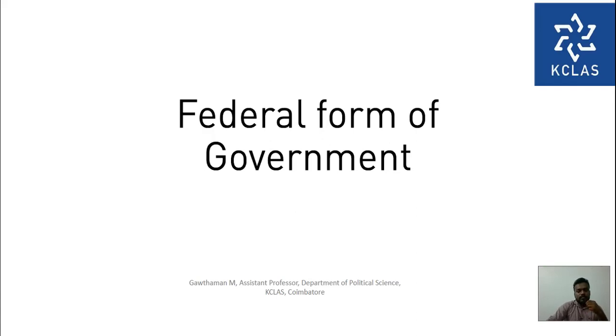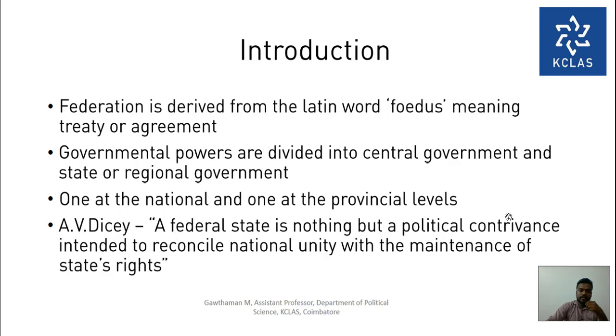Let us learn about the federal form of government. So we were discussing the unitary system of government. Now let us move on to the federal form of government. Here, a federation is derived from the Latin word foedus, meaning treaty or agreement. So, very important: treaty or agreement.